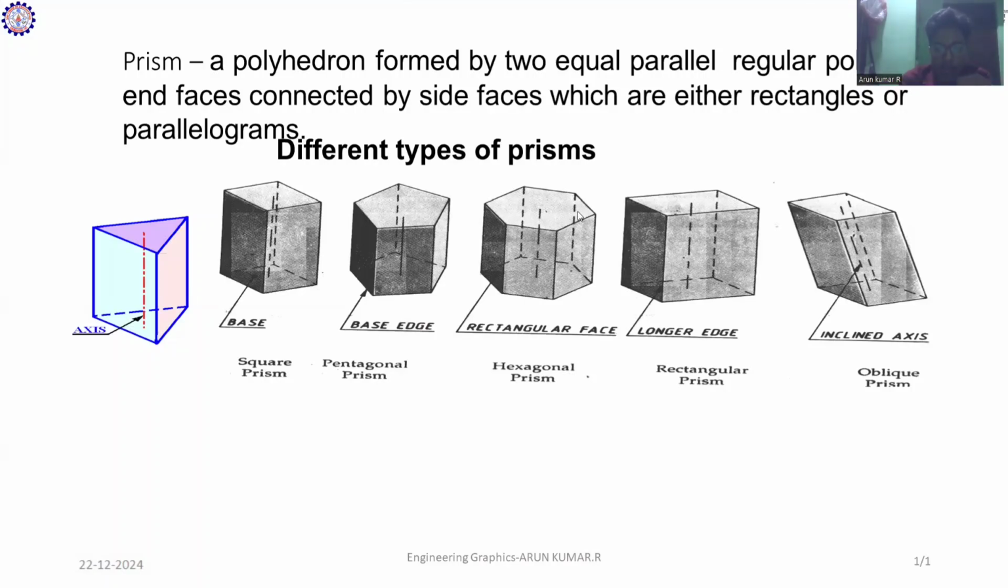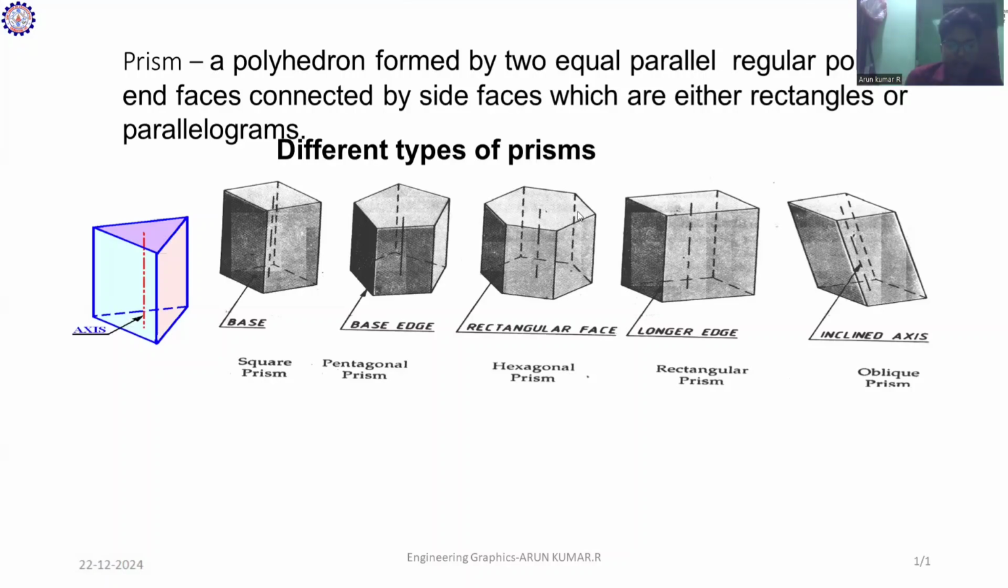As I told you, you can take a triangular prism as an example. The triangle will be there on two sides, equal and parallel regular triangles. That is why the name is suitable for this one. Also, the end faces are connected by the side faces.